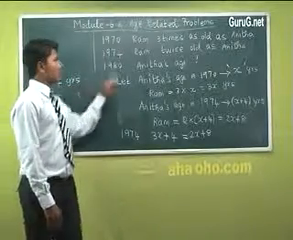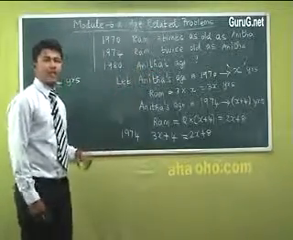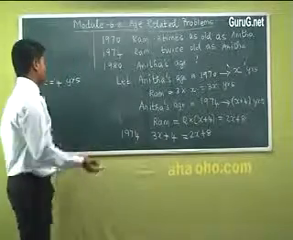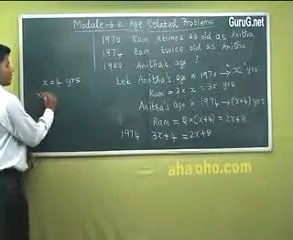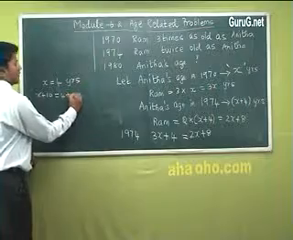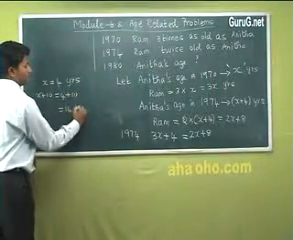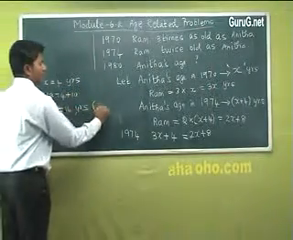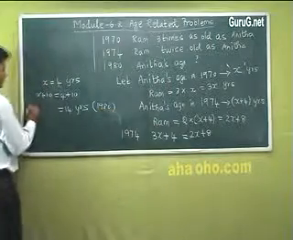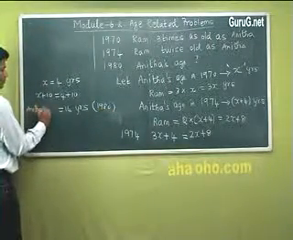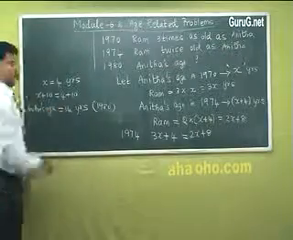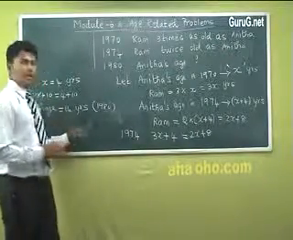What are you asked? You are asked to find Anita's age in 1980. That is after 10 years. So after 10 years in the sense X plus 10. So 4 plus 10, 14 years. So Anita's age in the year 1980 will be 14 years old.